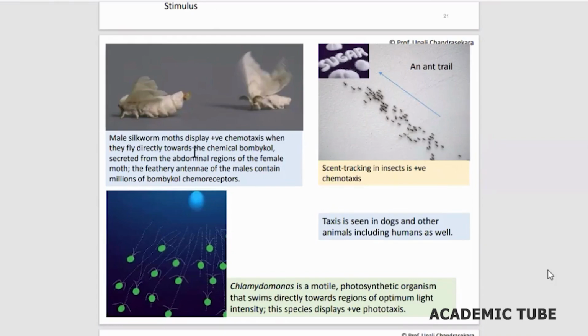Now, there is another very interesting example I have given you here. There's a particular moth known as the silkworm moth. Its scientific name is Bombyx mori. B-O-M-B-Y-X, M-O-R-I, Bombyx mori. That's the scientific name of the silkworm moth.